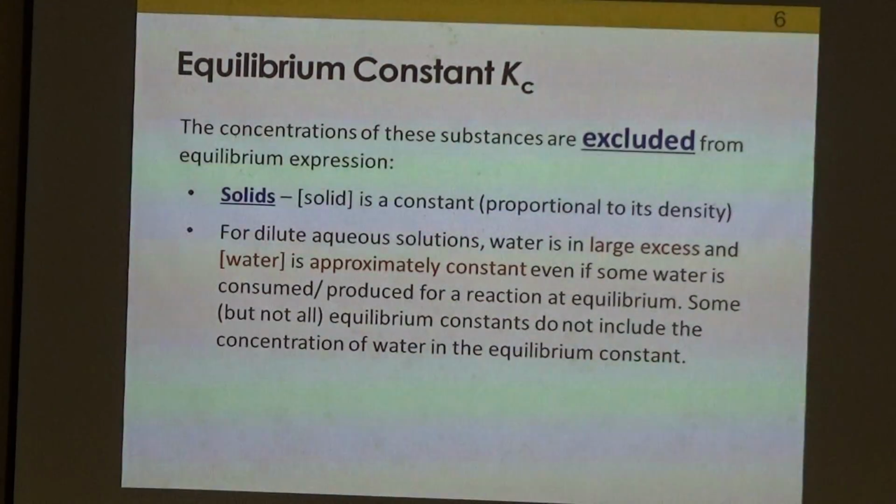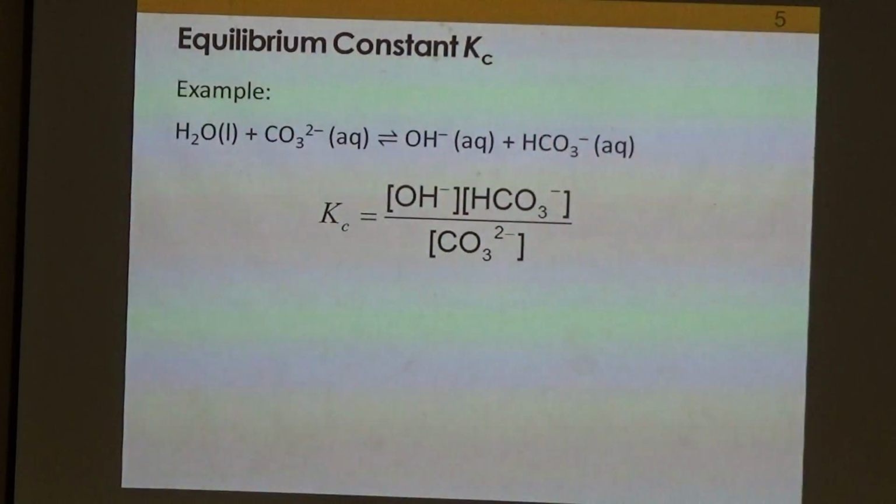Okay? Now, some equilibrium constants do not include the concentration of water, but the problem is some do, and we'll touch on that. Okay, so for example, you have water reacting with the carbonate, and you get OH minus and hydrogen carbonate. An easy way of thinking of this is sodium carbonate dissolving in water. And this reaction is actually called hydrolysis.